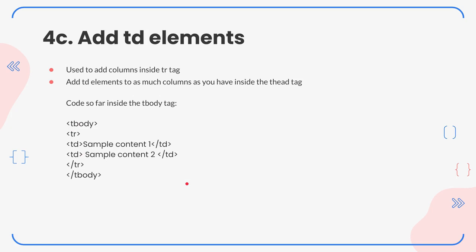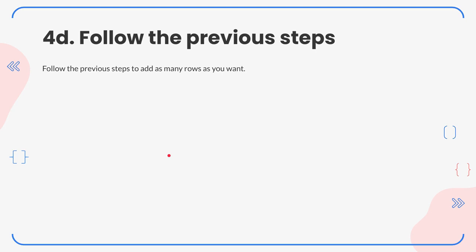And now we're going to have to add the td elements. It's used to add columns inside the tr tag. You need to add td elements for as many columns as you have inside the thead tag. And this is the code so far inside the tbody tag: the tbody opening and closing, the tr tag opening and closing, and the first row, the first column I meant, is this, and this is the second column. And then you can just follow the previous steps if you want to add many rows.